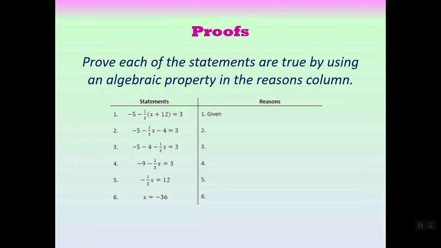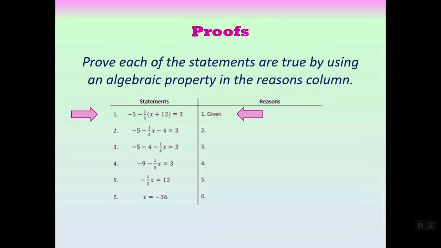All right, so this is what a proof looks like. The instructions say, prove each of the statements are true by using an algebraic property in the reasons column. You can see this is the structure of what a proof looks like. On the left-hand column are the statements that will be given, and on the right-hand side are the reasons. Now, you can see the initial statement that's given in a proof is our starting point, and so the reason for that is that it's just our given information.